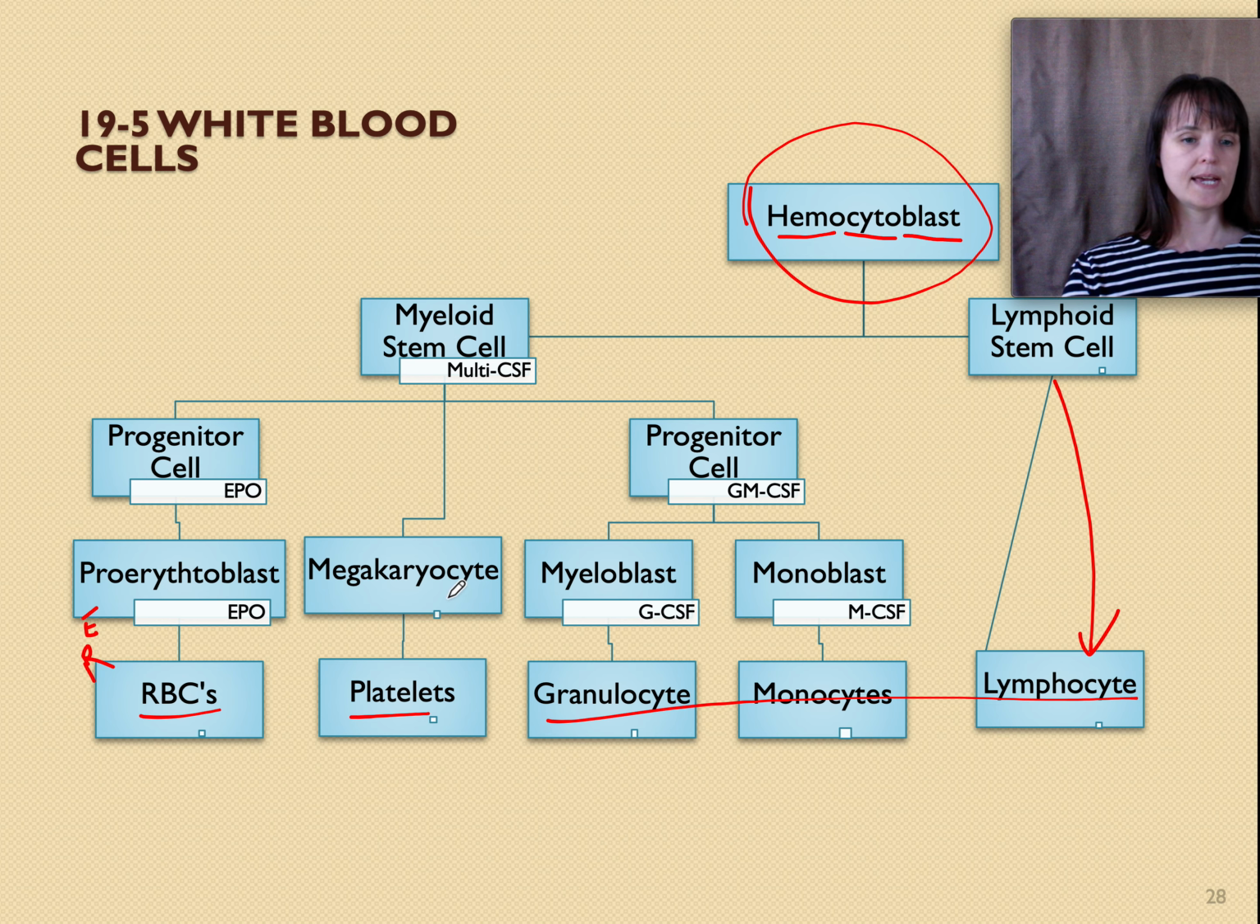Or it can make a megakaryocyte, and that makes platelets. Or it can make a progenitor cell, which if it makes a myeloblast, makes a granulocyte. Or if it makes a monoblast, makes a monocyte.